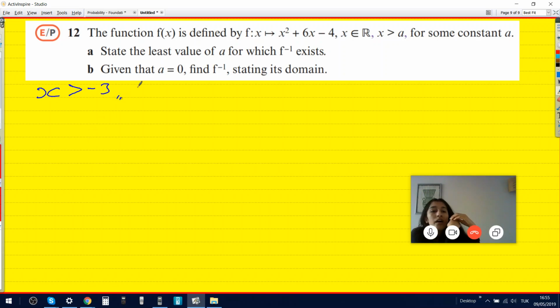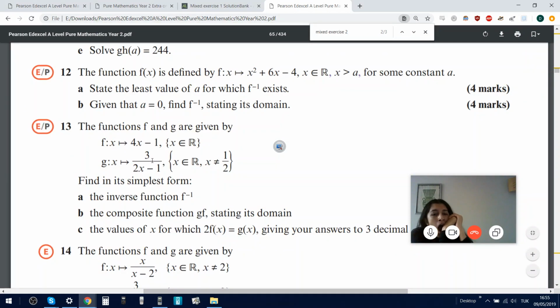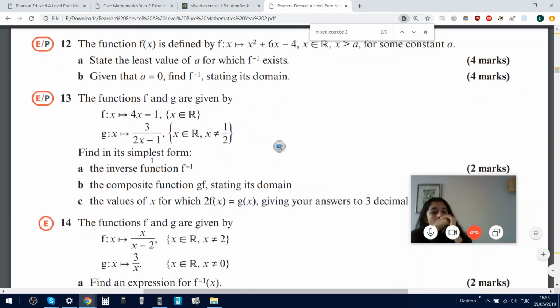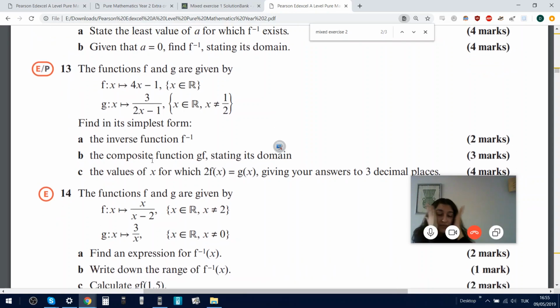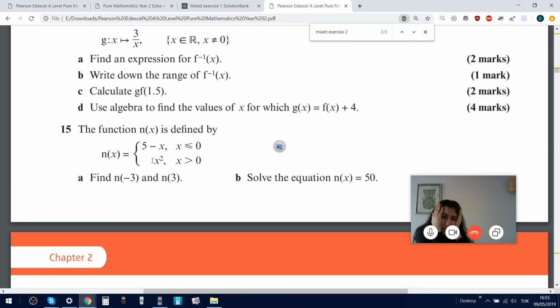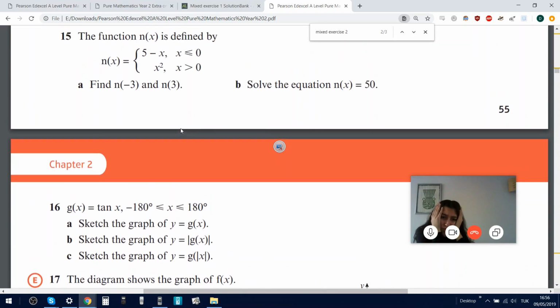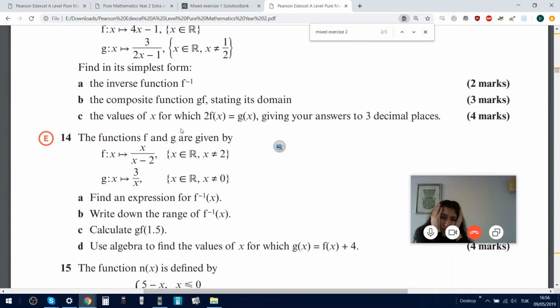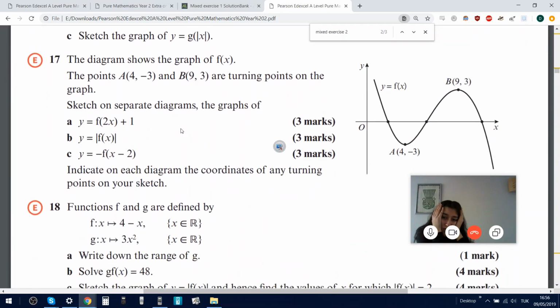Bingo. Given that a is equal to 0, find that stating its domain. Okay, so I think you're good for that. That it doesn't have any repeating y coordinates. So, yep. The functions, inverse, composite, and then solving. What was composite again? Composite is just when they put two together, like f of g of x, g of f of x.